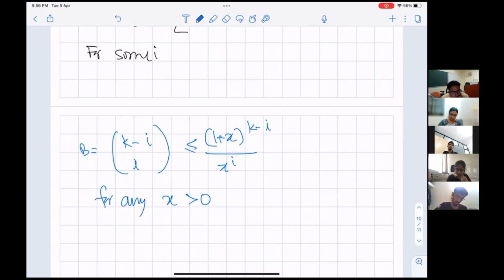Sorry, what was the question? That k minus I choose I is less than or equal to (1 plus x) to the power k minus I divided by x to the power I for any x strictly greater than 0. Yeah, it should follow from the binomial expansion method. Sushmita, you have to say this. Sorry, I thought you were asking a question. No, I ask people if you know, it's fine.